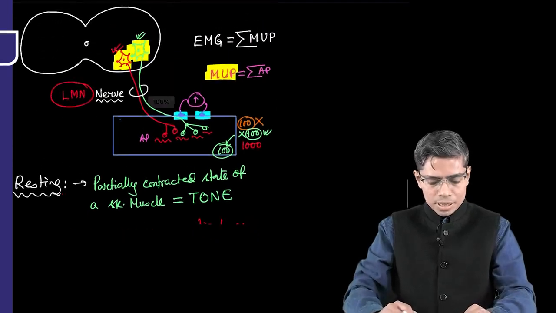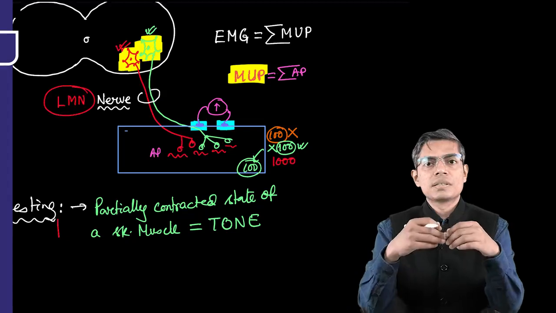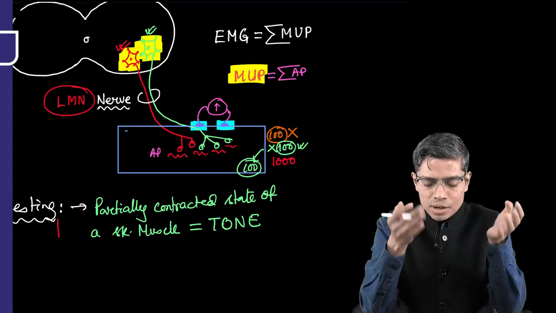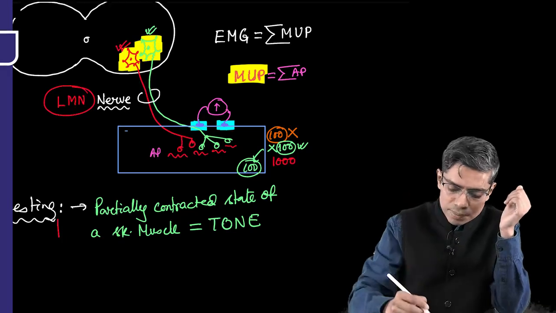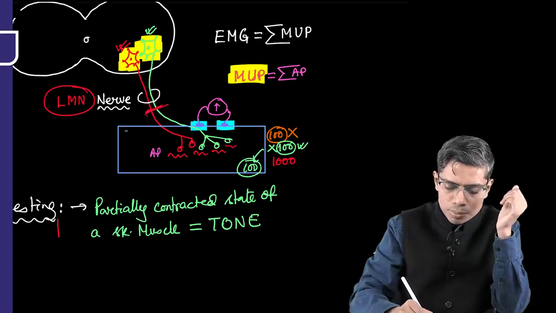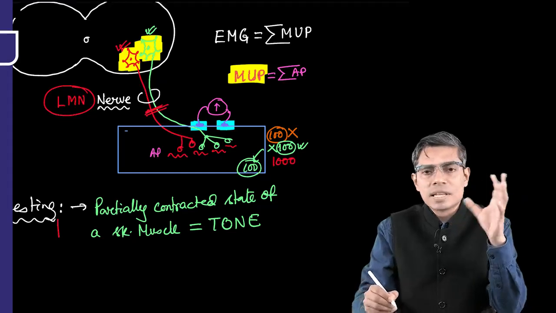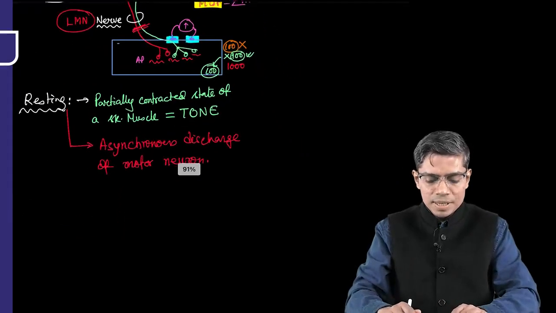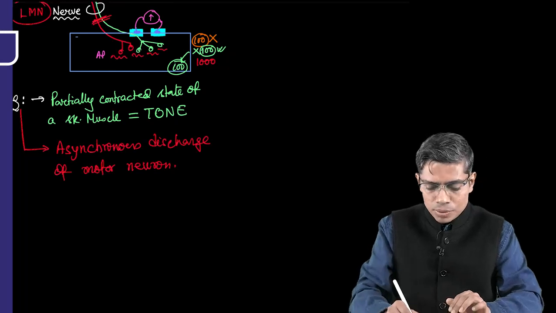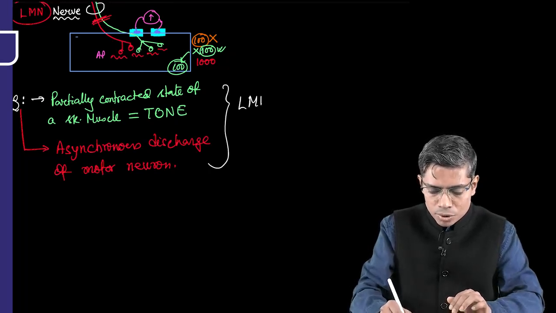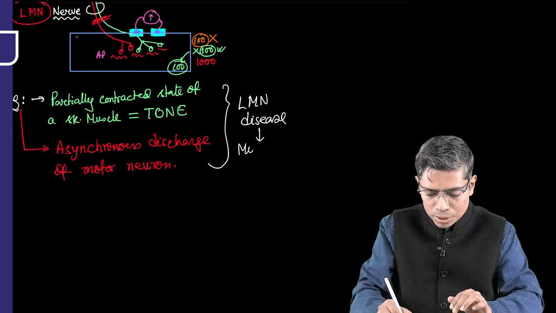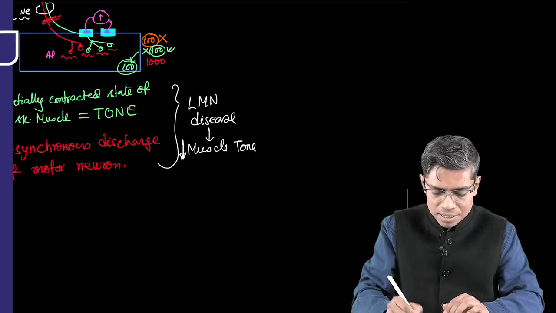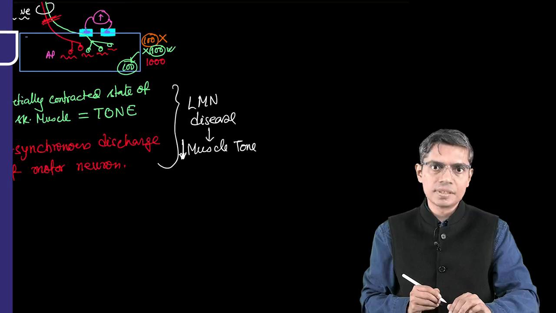And I told you that the motor neuron which produces this asynchronous discharge is also known as the lower motor neuron. So if you cut this lower motor neuron, obviously what is going to happen? The muscle fiber is not going to contract, and what will happen to muscle tone? The muscle tone will be severely decreased. That's why we know that in case of lower motor neuron disease, the muscle tone decreases to a very, very high level. This is the reason, right?